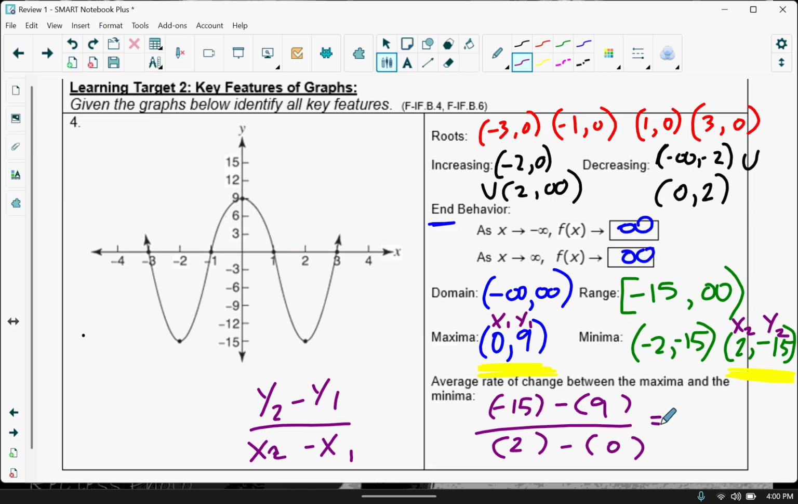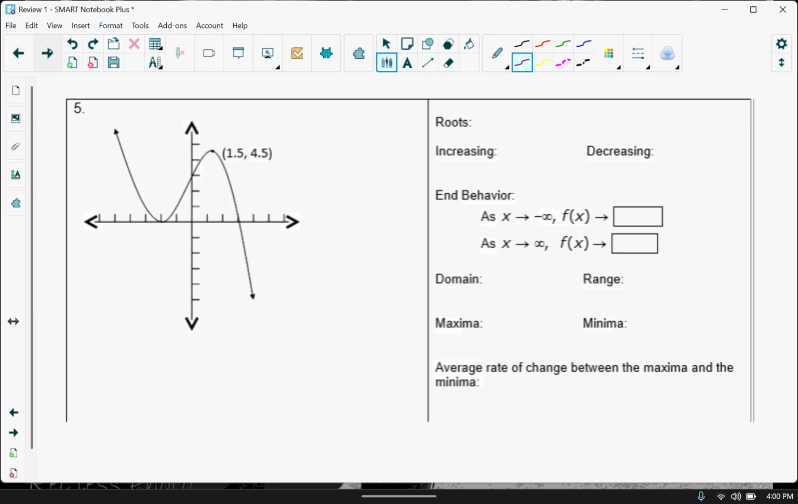Now you can type this entire thing into your calculator. If you were to type all of this into your calculator, I believe the answer, let me see, 24 divided by 2, I think the answer would end up being -12. So that's our average rate of change for that picture. So if you didn't understand it, for that first example, number 5 and number 6 are all kind of the same question, just different graphs.